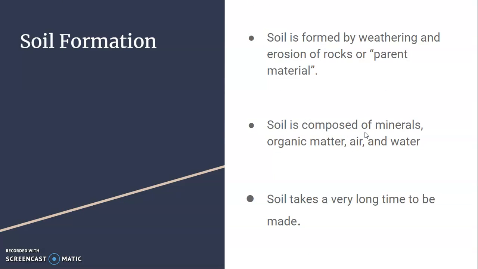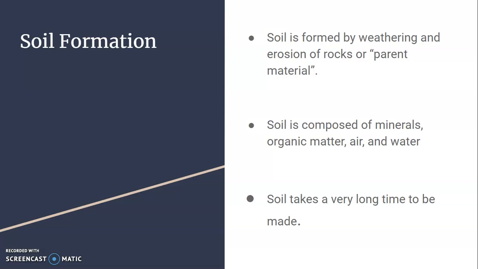Okay, then we went ahead and we spent a little bit of time on soil formation, and we talked about soil or dirt is formed from weathering and erosion of rocks or parent material. So parent material meaning, like you have parents, we all have parents, we all have 2 people who brought us into this earth. Well, soil has parents who are rocks that now they're just little pieces of those larger rocks. So weathering and erosion happen to those larger rocks and turn them into soil.